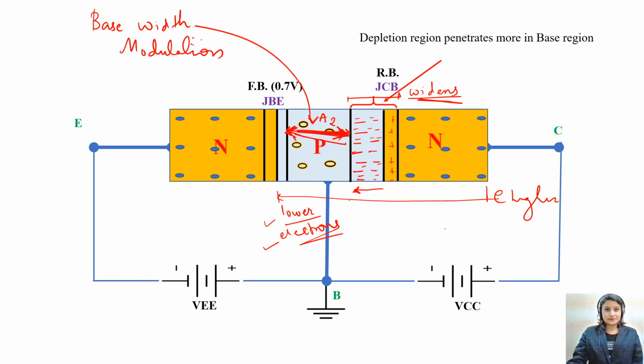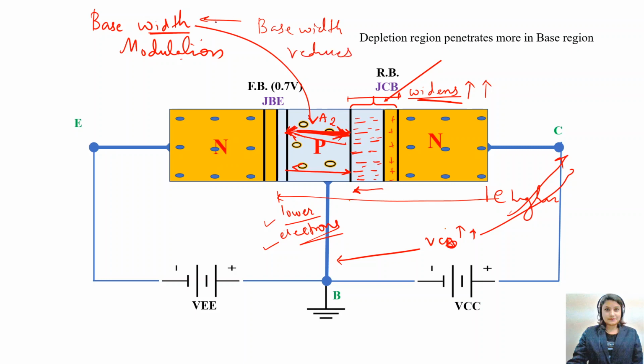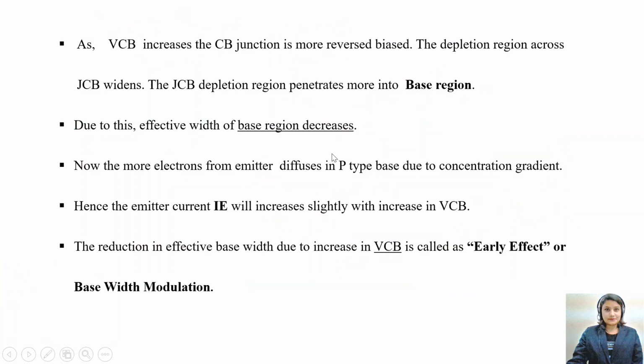base width modulation. Modulation means changing. The base area or the base width is changing when VCB is increased. Because VCB is increased, your depletion region also widens and your base width reduces, and this is called base width modulation, right?